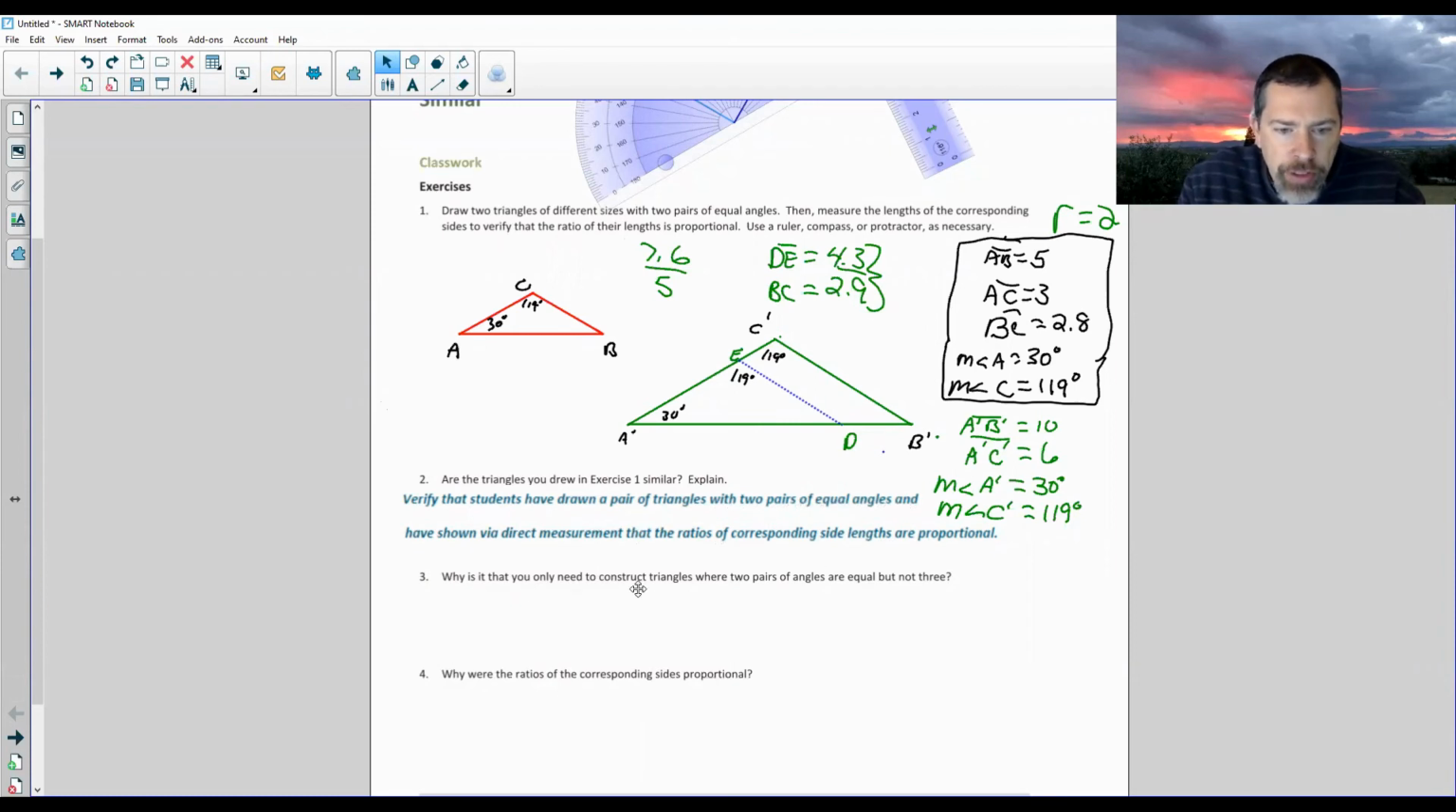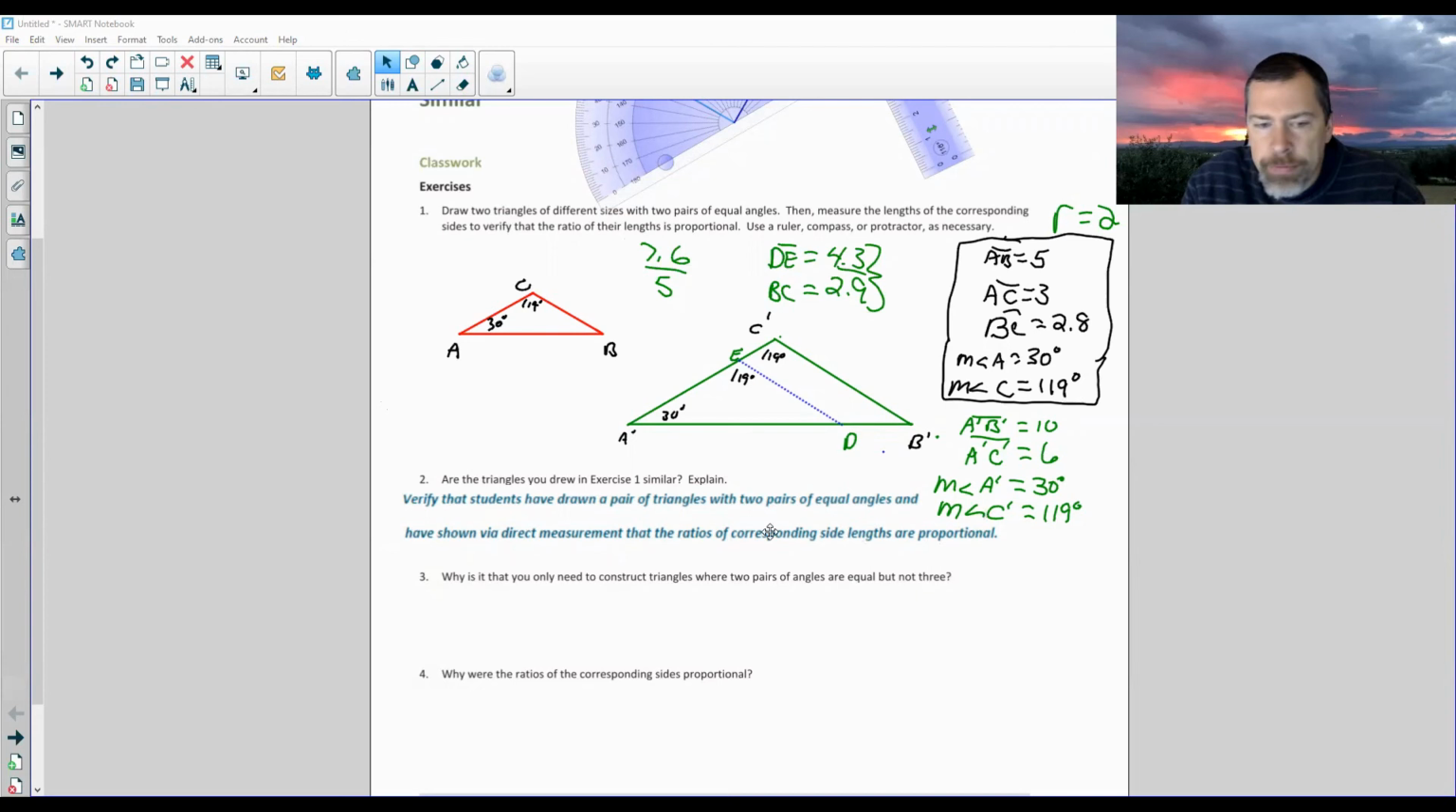Why is it that you only need to construct triangles where 2 pairs of angles are equal but not 3? Okay, well, the answer to that is the triangle sum theorem. All triangles add up to 180 degrees. So if I have 30 and I have 119, that adds up to 149. So angle B has to be 31, in both cases, because no triangle on a plane has less than 180 or more than 180 degree total angle measured. So how would you word that?